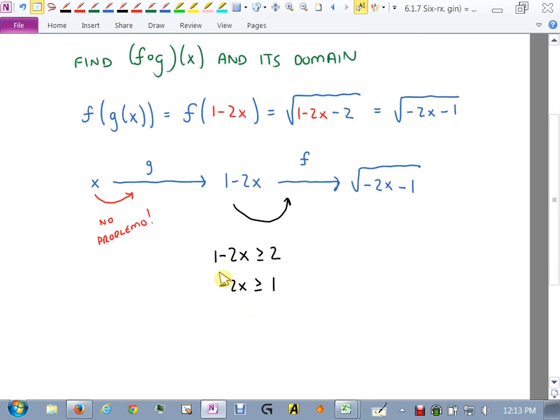This is what we call a linear inequality. I'm moving 1 over to this side by subtracting it. So I've got this. Then what? Divide by negative 2. Any issues there?